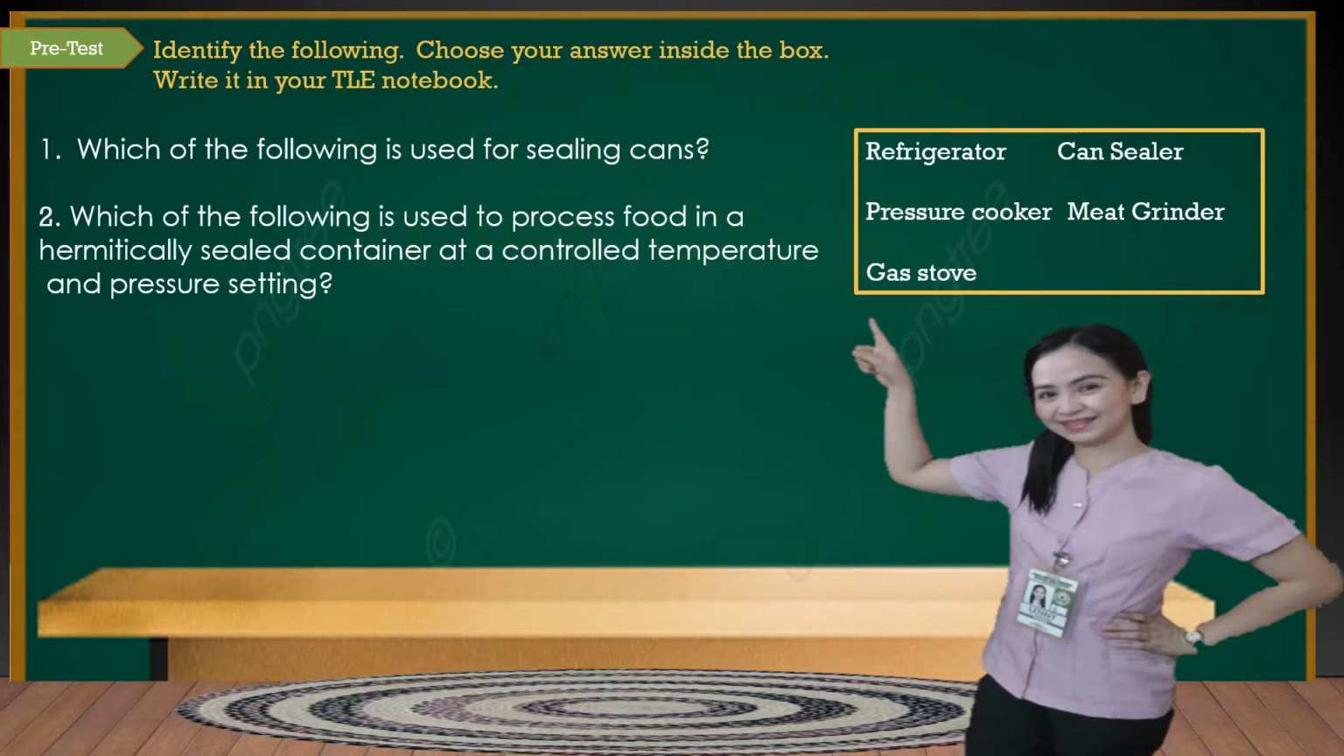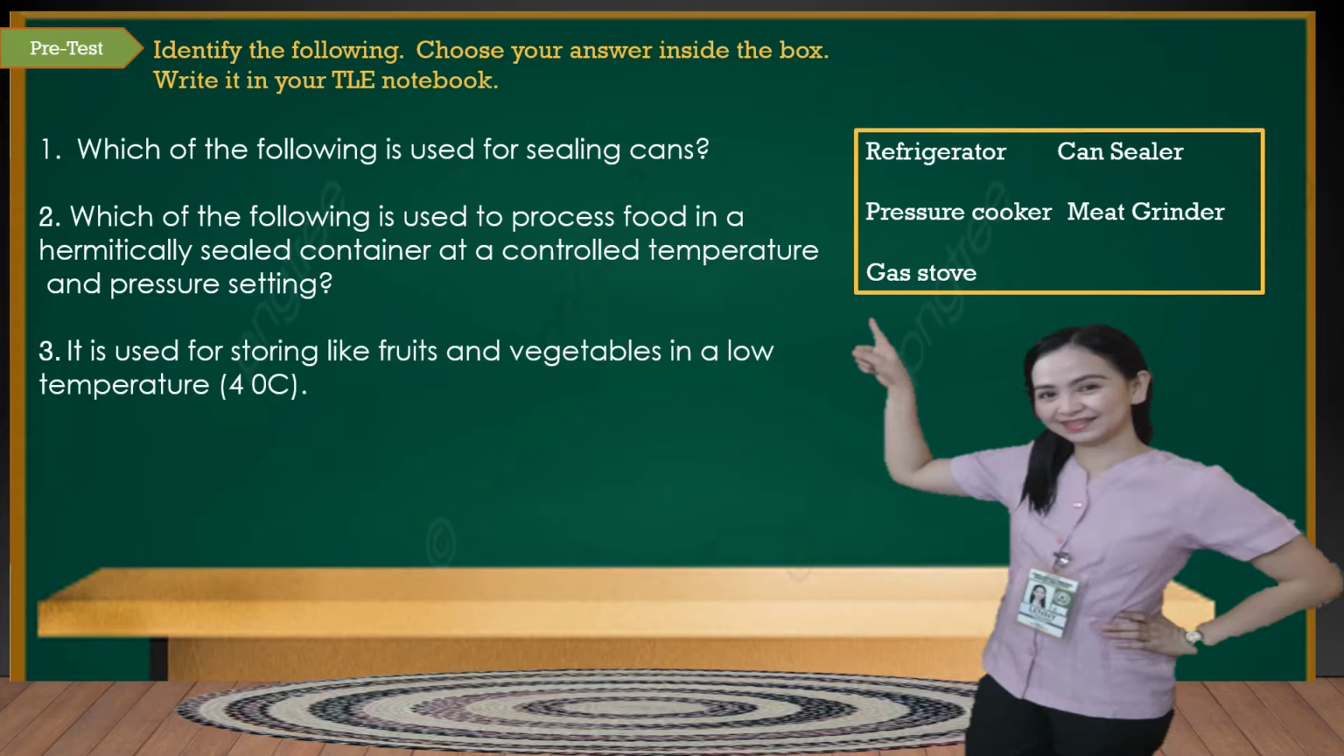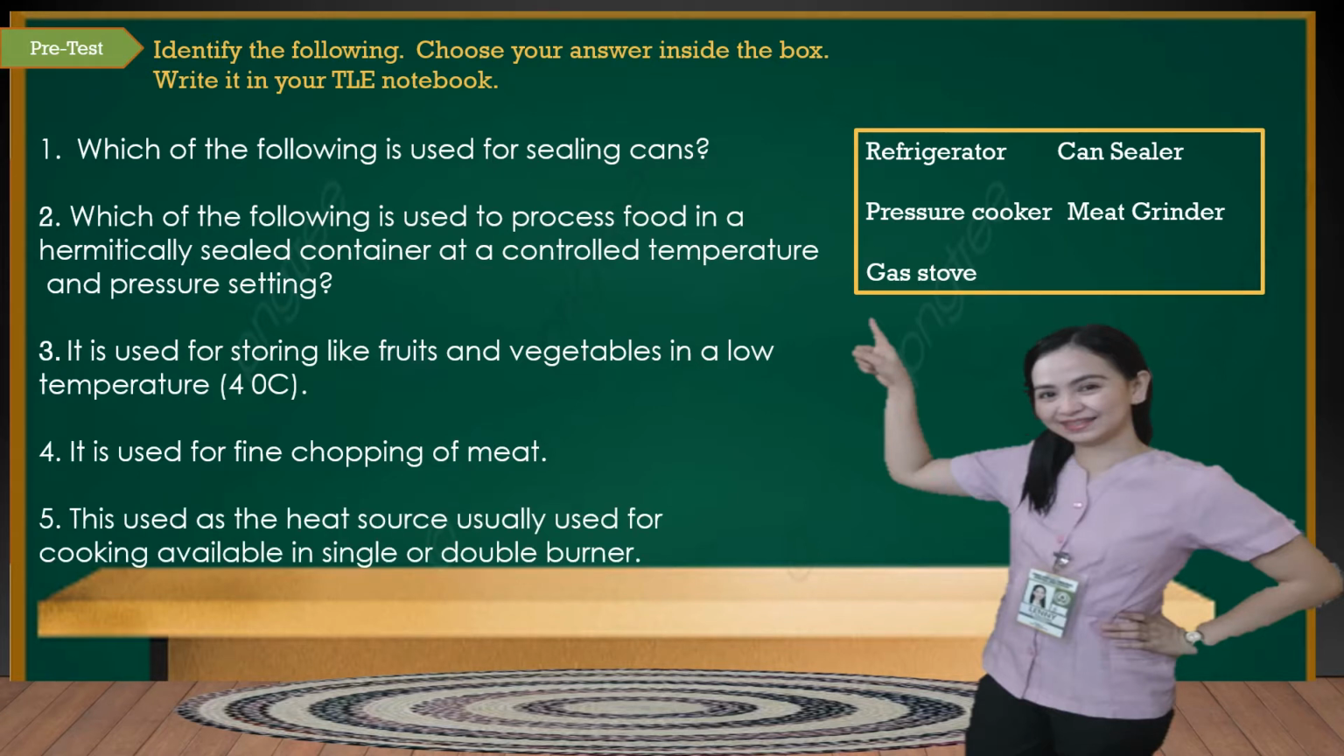Number 2. Which of the following is used to process food in a hermetically sealed container at a controlled temperature and pressure setting? Number 3. It is used for storing fruits and vegetables at a low temperature, that is 4 degrees Celsius. Number 4. It is used for fine chopping of meat. And number 5. This is the heat source usually used for cooking, available in single or double burner.